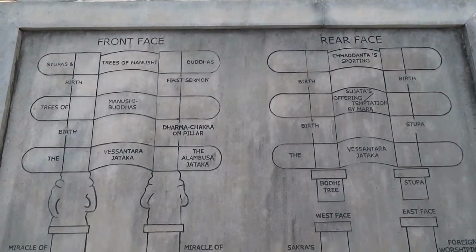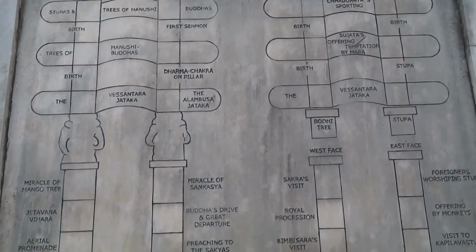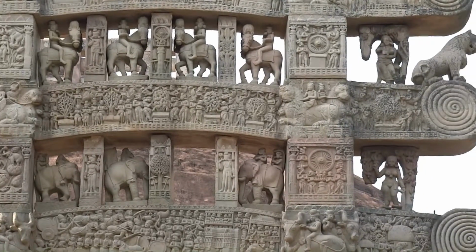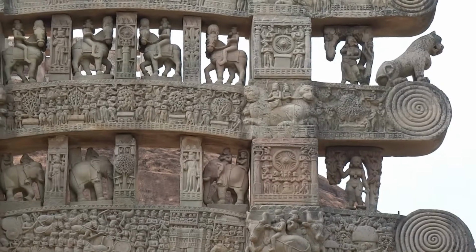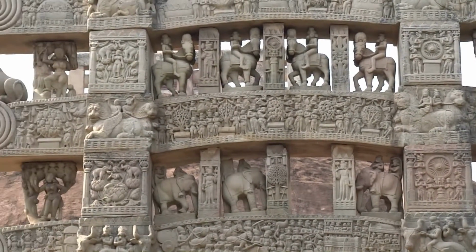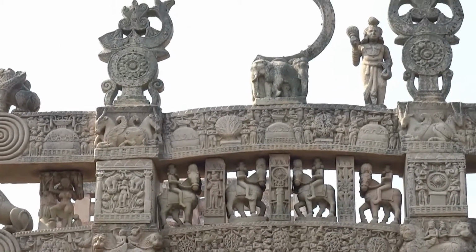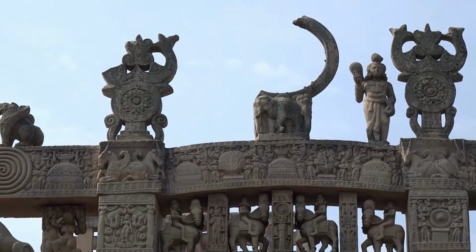The main stupa in front of us has a diameter of 36.5 meters and is 16.5 meters tall. There are 4 intricately carved and embellished torans or gateways facing the 4 cardinal directions.